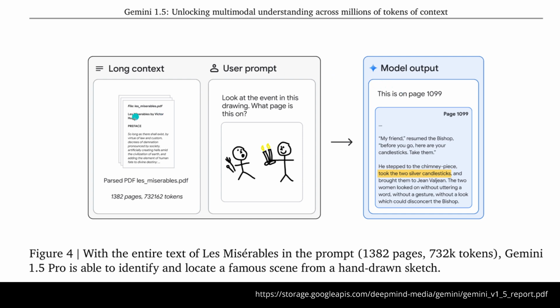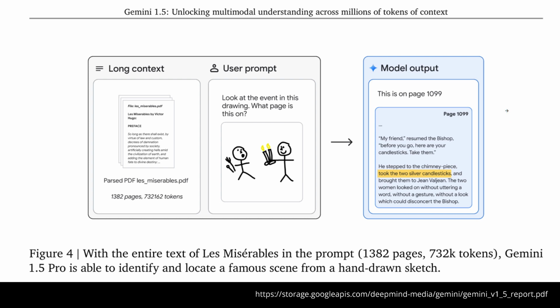And of course, it's a very nice example here from the official Google paper. It's beautiful. Look, you just upload a book with more than 1,000 pages. Then you draw something and you ask, hey, on what page is this event that I depict here in my graphic? And then, as Google states here in the original Google documentation, they say, yeah, on page 1099, hey, took the 2 silver candlesticks. So you see, it is going to be amazing.